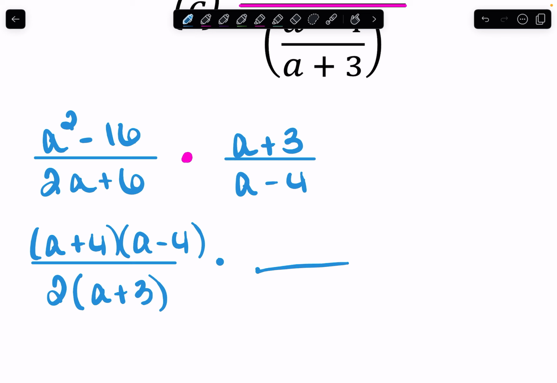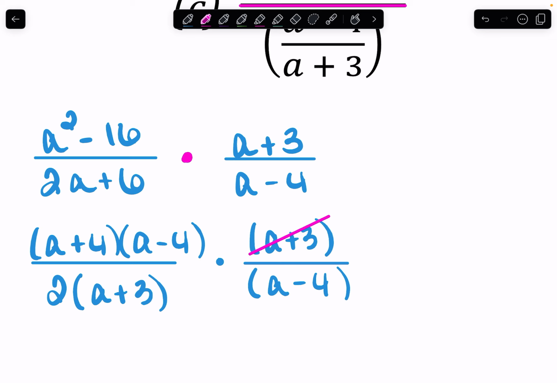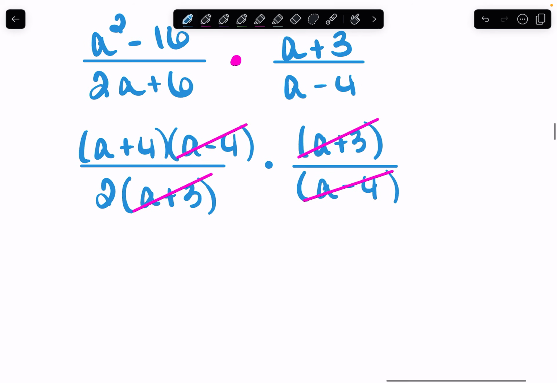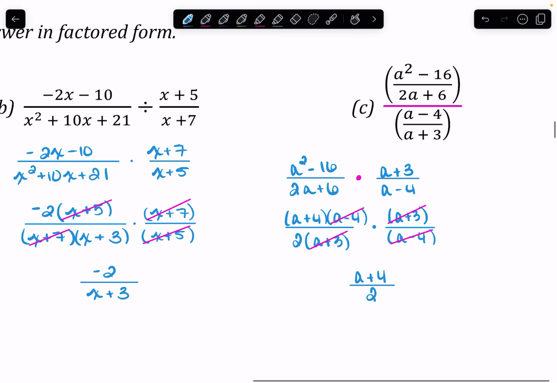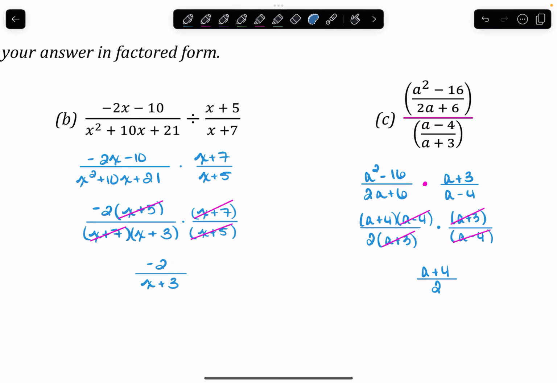Second fraction, numerator is factored, so it's going to go in a bubble. Denominator is also factored. And then we're playing the divide out game. a plus 3 drops a plus 3. a minus 4 drops a minus 4. Make sure you don't accidentally cross off the plus 4. The signs are different. So we have an a plus 4 left over 2. That looks better.